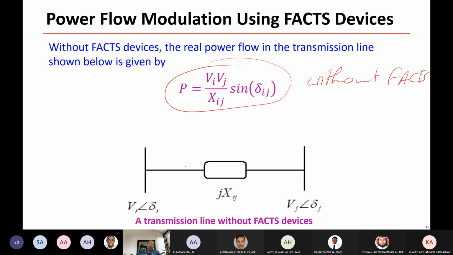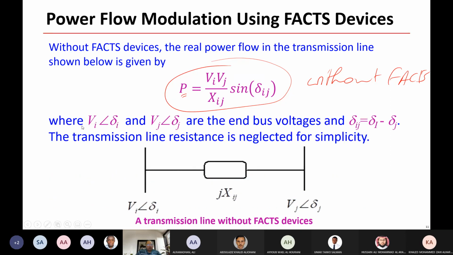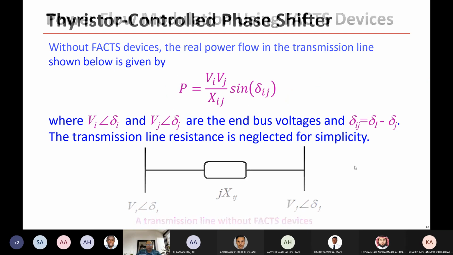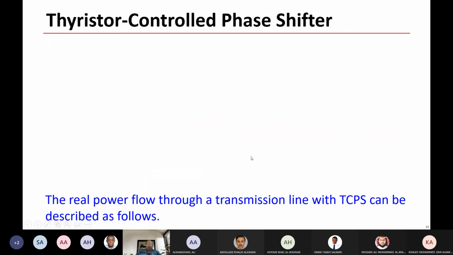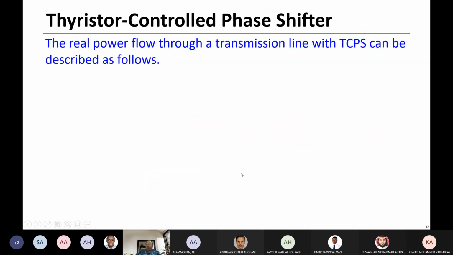We need to see now, if we have a phase shifter, a series capacitor, or a static VAR compensator, how this power will be affected. Okay, this is the voltage magnitude and angle, and this is delta ij, delta i minus delta j. So this is without any compensation.